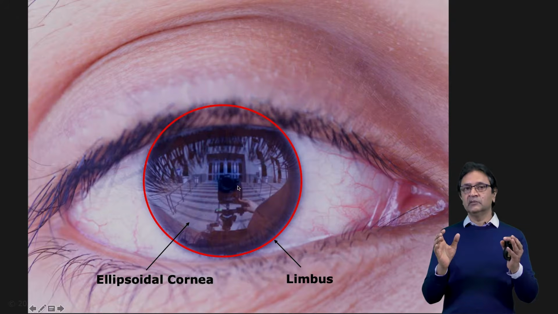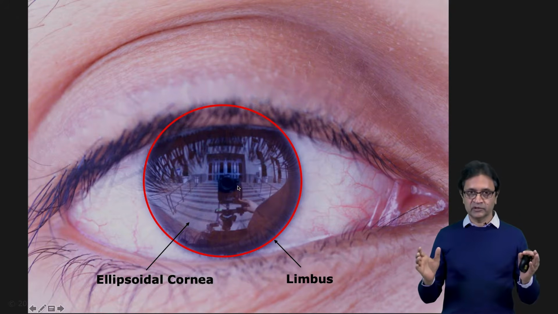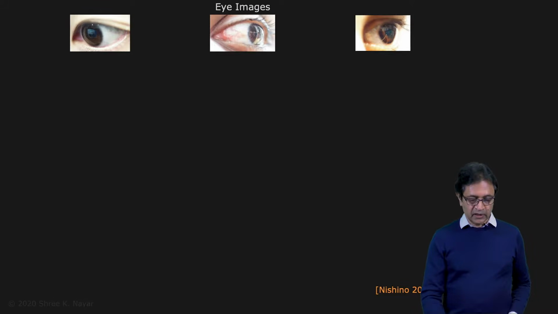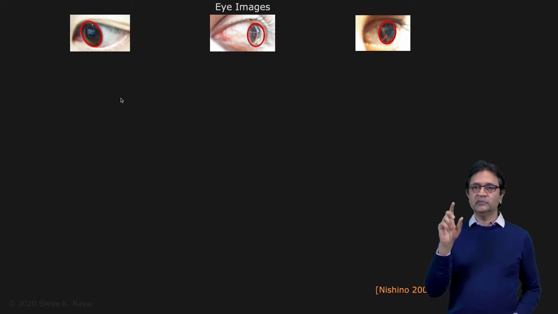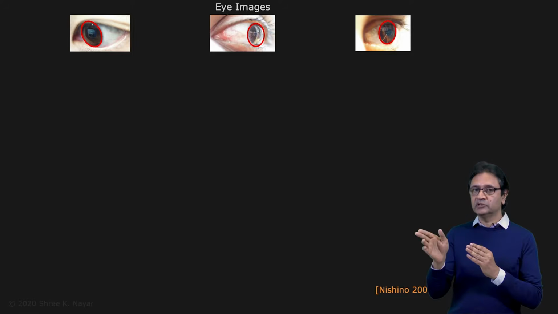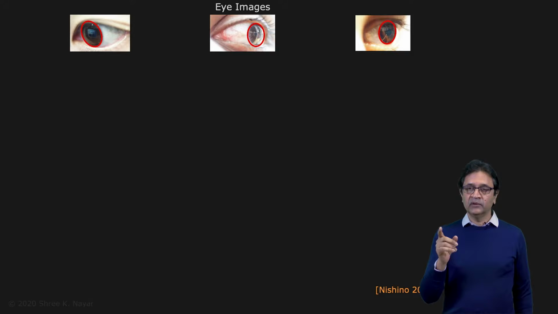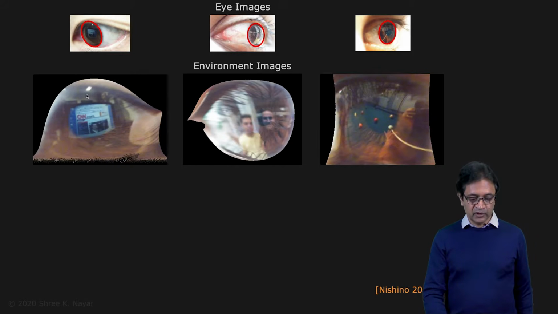And now you can go in and take the information inside the cornea and map it into a wide-angle image of the world around the person. So here are eyes looking off in different directions. And in each case, we find the limbus. Now, of course, the parameters of this limbus, which is an ellipse, would depend on which direction the person is looking in with respect to the camera. So we can take the information inside the cornea and map it into a wide-angle image or an environment image, and those are the images that you see here.